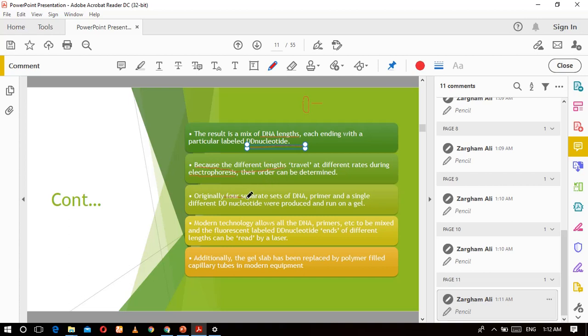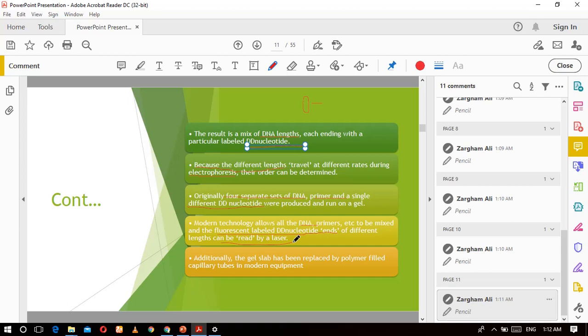Originally, four separate sets of DNA, primer, and a single different dideoxynucleotide were produced, and these were run on the gel. Modern technologies help us to mix the DNA and primer, and to fluorescently label the dideoxynucleotides, which can be detected easily with the help of a laser.